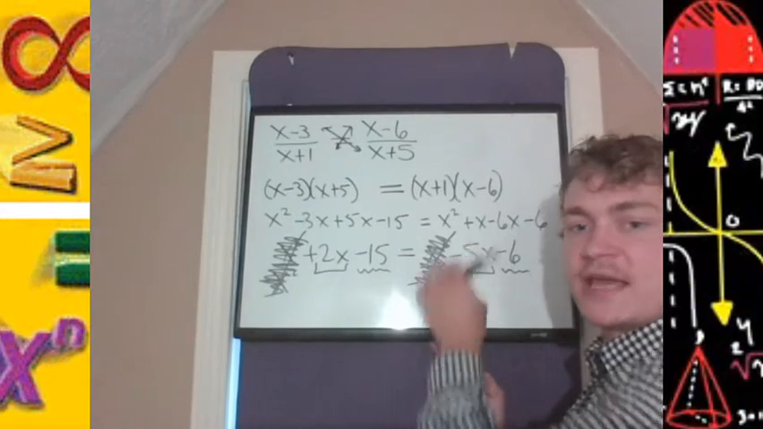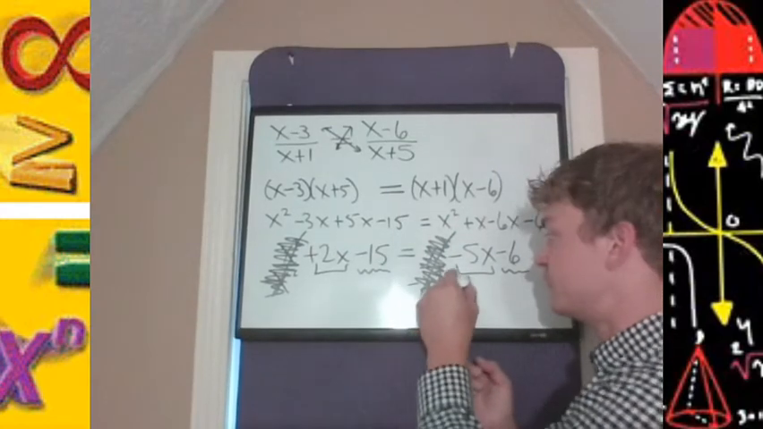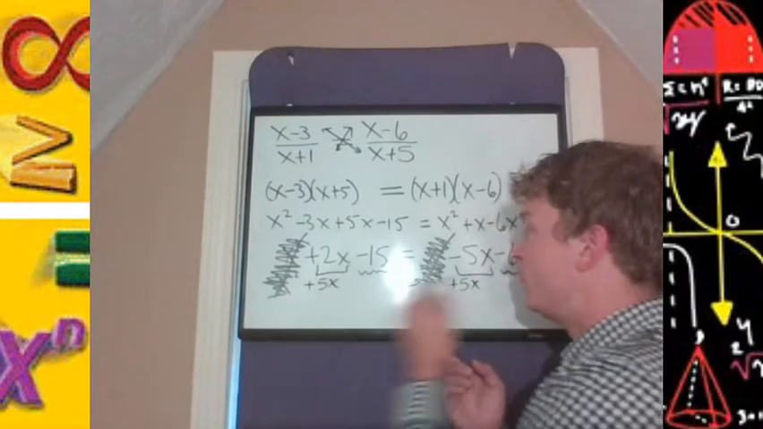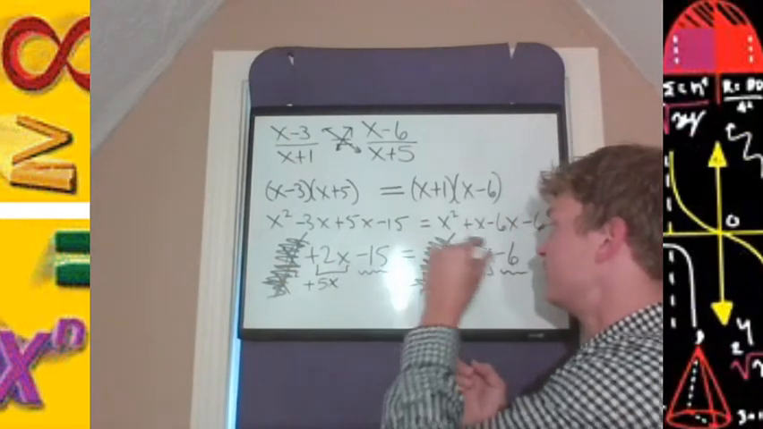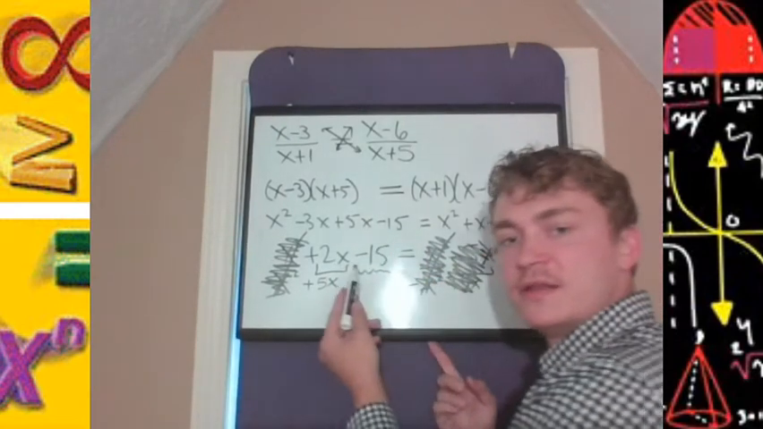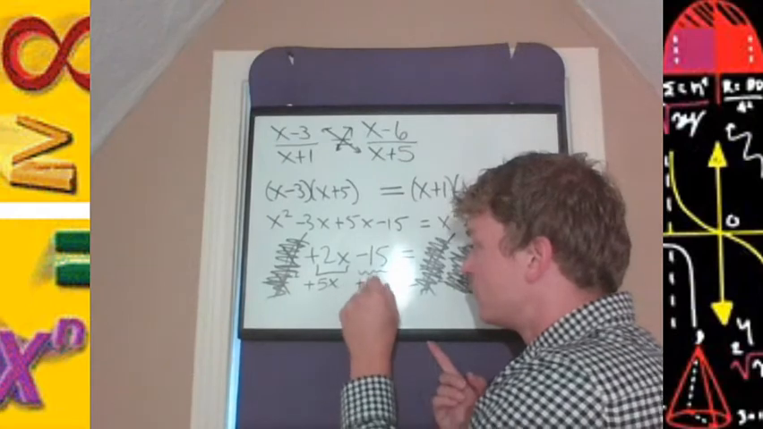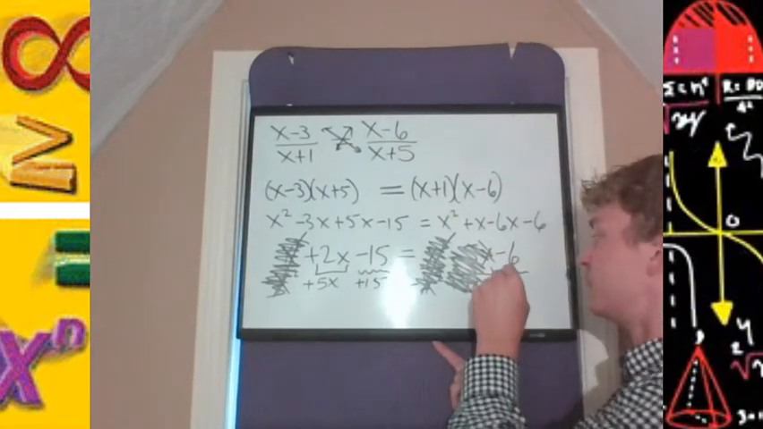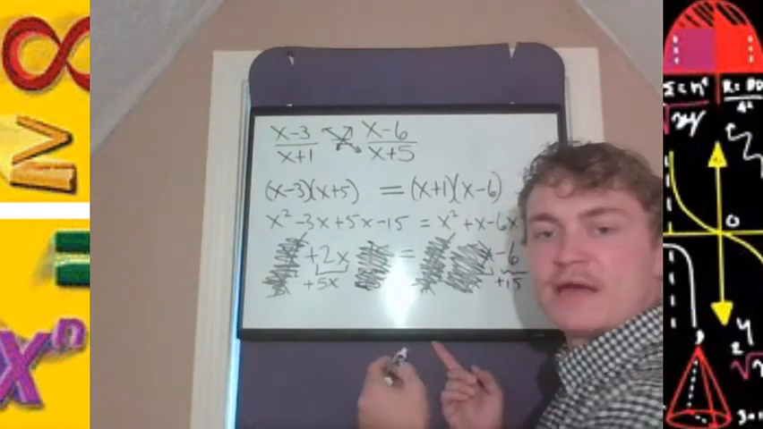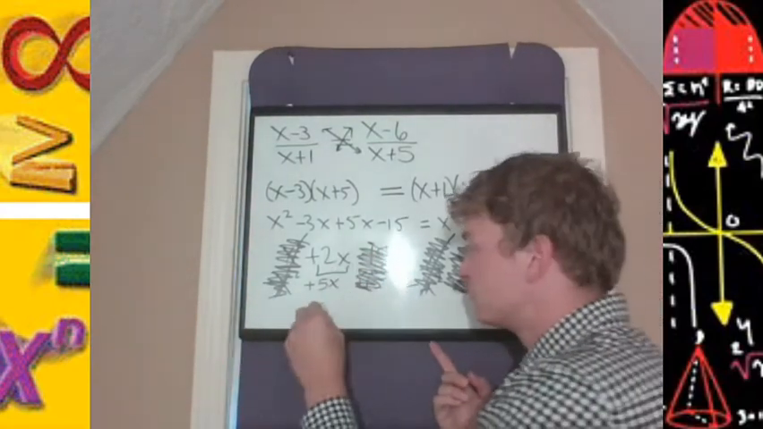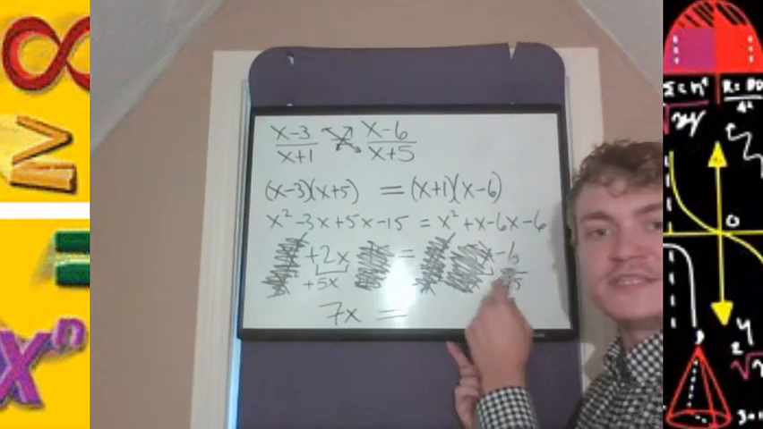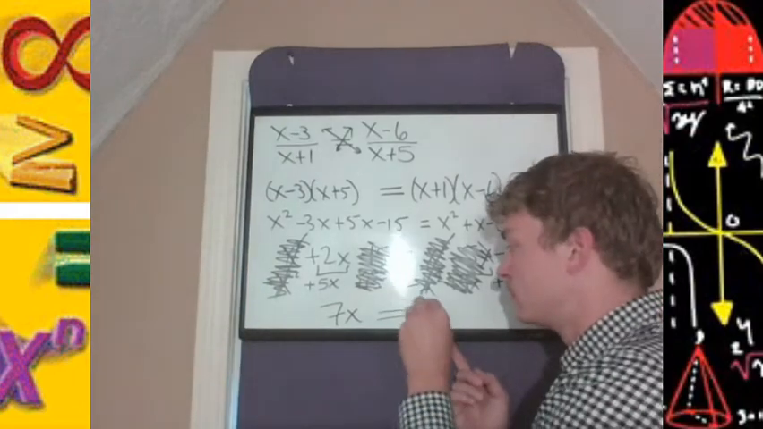This 5x over here is negative, so I'm going to move it over here by making it positive. By moving the variable term to the left side, I will move the constant term to the right side. The constant is negative, so we move it by making it positive. So what do we have? On the left side, 2x plus 5x. And what do we have on the right-hand side? A negative 6, a positive 15. Well, that's positive 9.